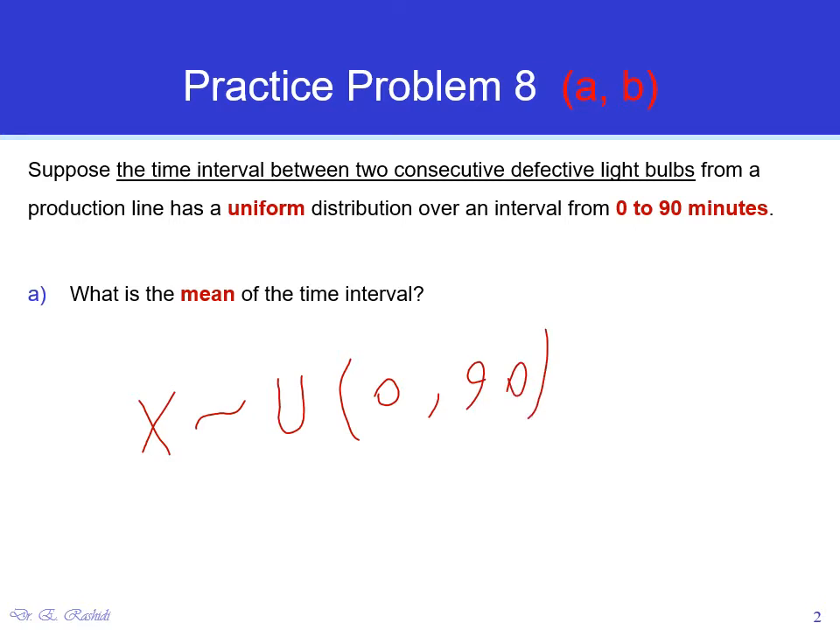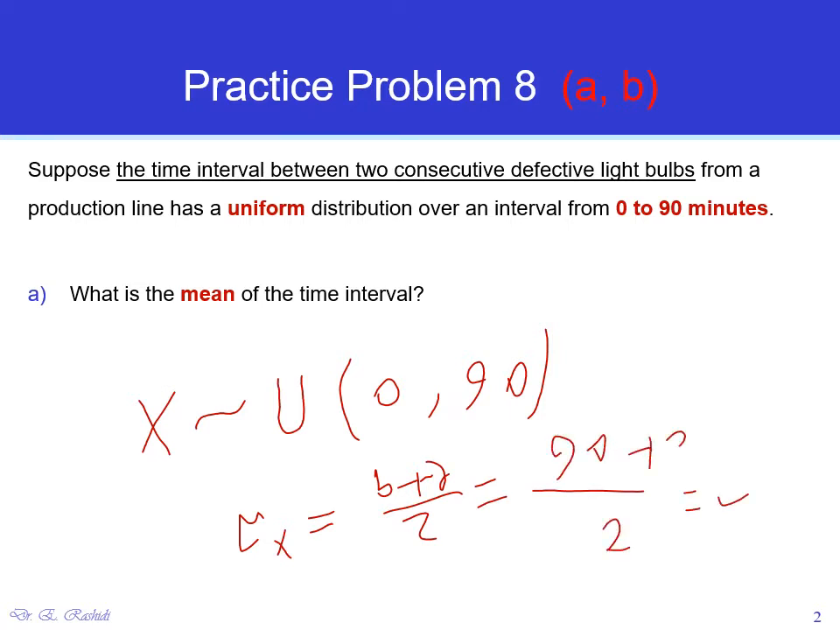Part A of the question is asking for the average of this distribution. The average of this uniform distribution we know is (B plus A) divided by 2, which is (90 plus 0) divided by 2, which is 45 minutes.